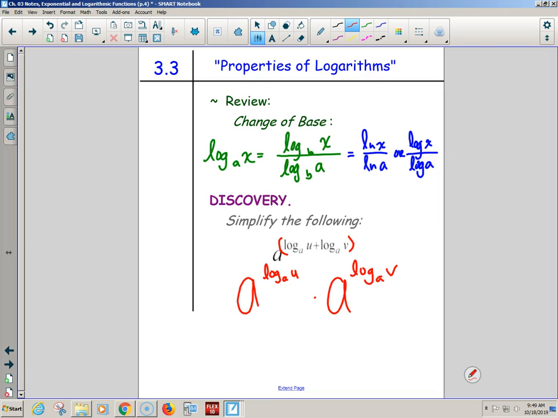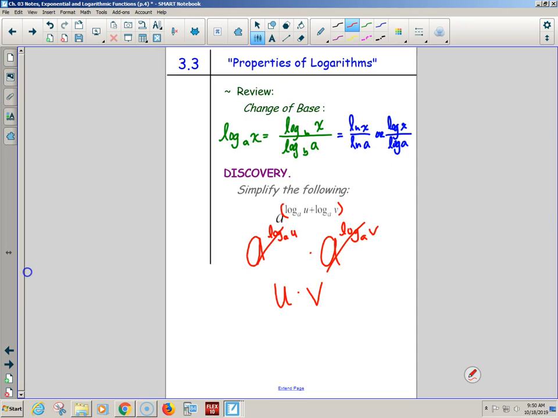I can reduce it. Another inverse. A to the log base a of u is just u. And a to the log base a of v is just v. Well, wait a minute. What does that show us? So this big old nasty thing is u times v? Yes. So check it. What if this one equals this one? What if I take log base a of both? Isn't log base a of a to the power of just the power?